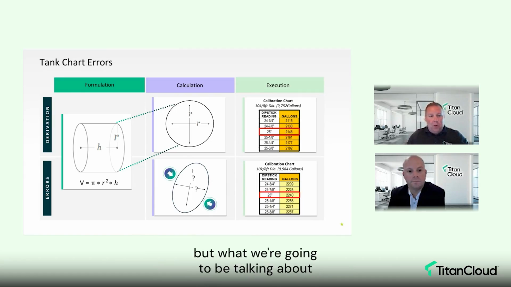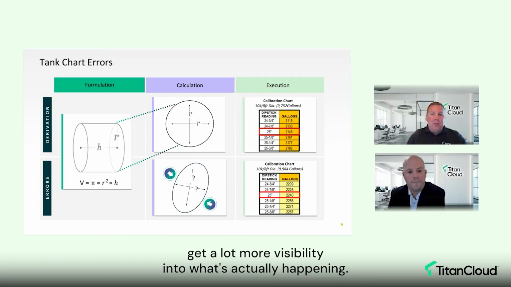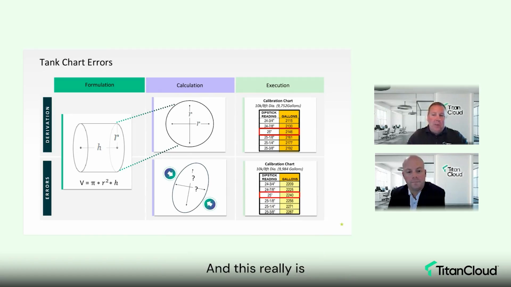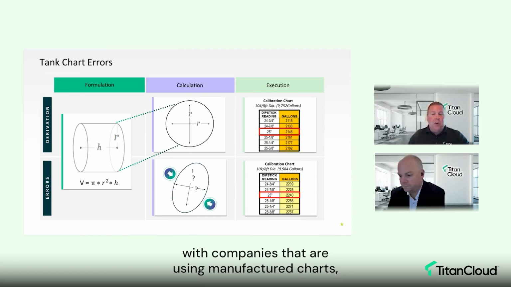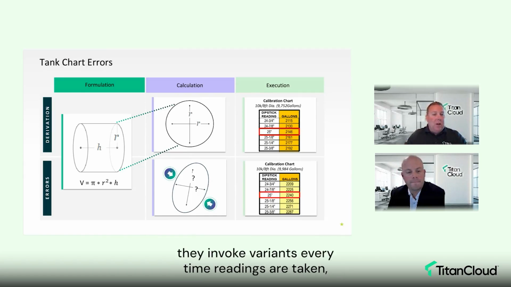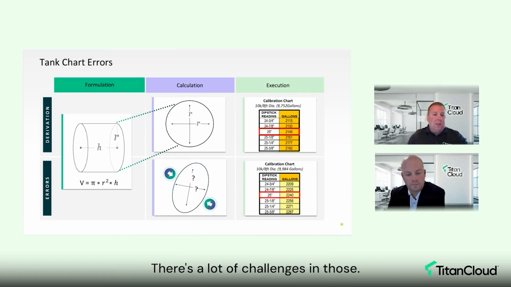But what we're going to be talking about is the technology that helps you get a lot more visibility into what's actually happening. This really highlights the fact where you have one that's really close. There are a lot of situations where technicians pull a tank, they may assume it's a 10,000 gallon tank, but in actuality it's a 12,000 gallon tank, right? Those little changes happening with charts, with companies that are using manufactured charts, invoke variance every time readings are taken and deliveries are made. So there's a lot of challenges in those.